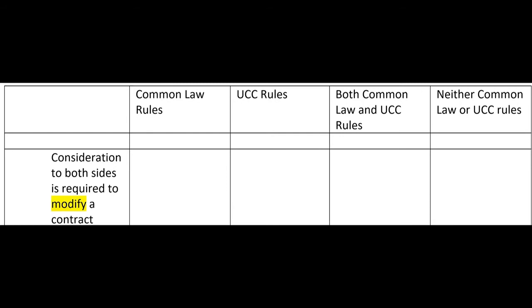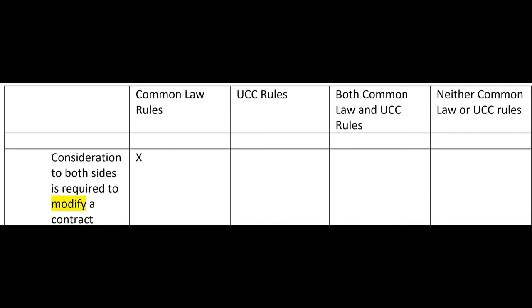All right, let's change one word and watch the entire thing change. Consideration to both sides is required to modify a contract, not to form a contract. That was the previous question, right? Consideration to both sides. Is it required that both sides get something in order to modify a contract, change a contract that already is legally binding? And the answer is only under the common law rules.